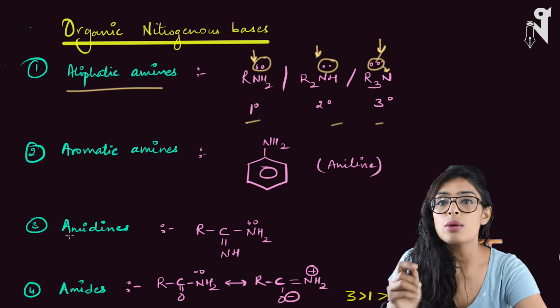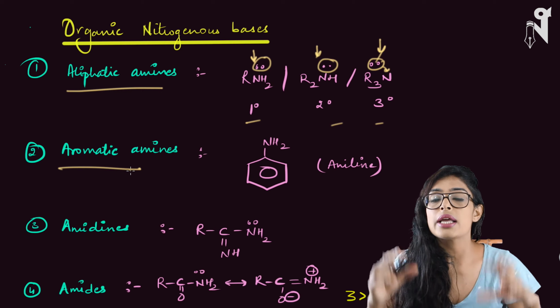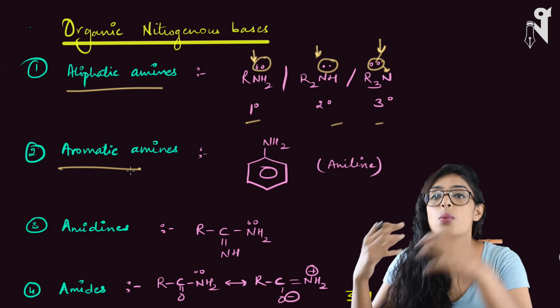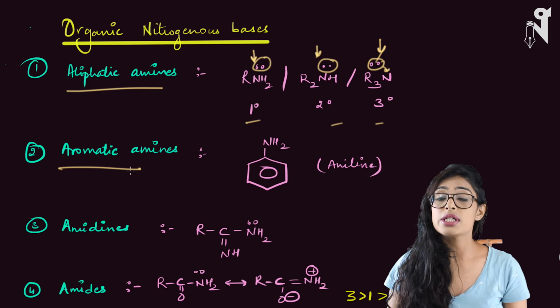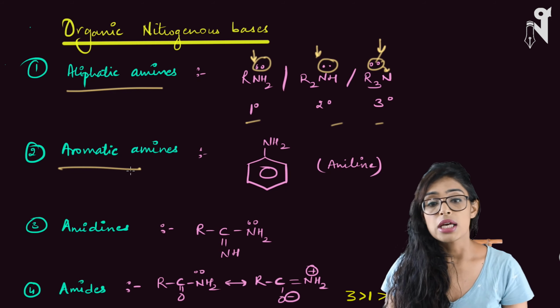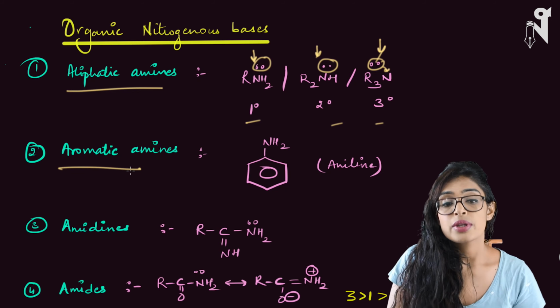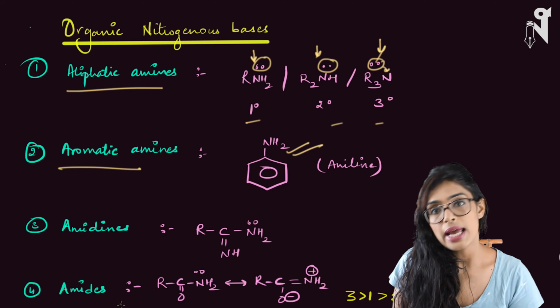Next is aromatic amines. Aromatic amines are the amines where NH2 is present on an aromatic compound. Which aromatic compound do we deal with mostly? We are going to deal with benzene. So benzene with NH2 is the aromatic amine which we are going to deal with, but there can be any other aromatic compound with NH2 also. This compound is called aniline.